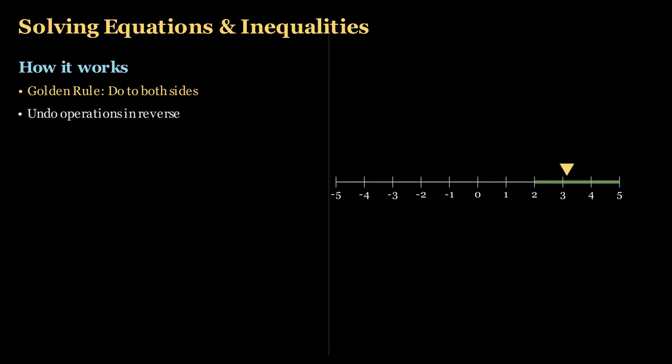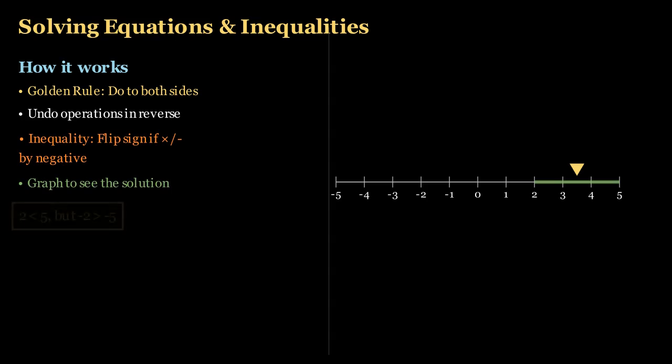For inequalities, the rule is almost the same, with one critical twist. If you multiply or divide both sides by a negative number, the direction of the inequality sign flips. Think about it. 2 is less than 5, but if you multiply both by -1, -2 is greater than -5. A great way to see the solution to an inequality is to graph it on a number line, shading all the values that work.